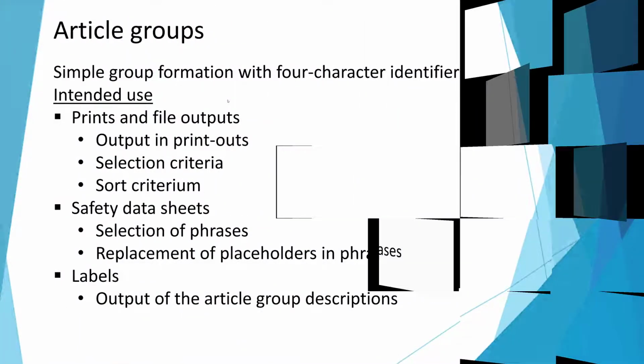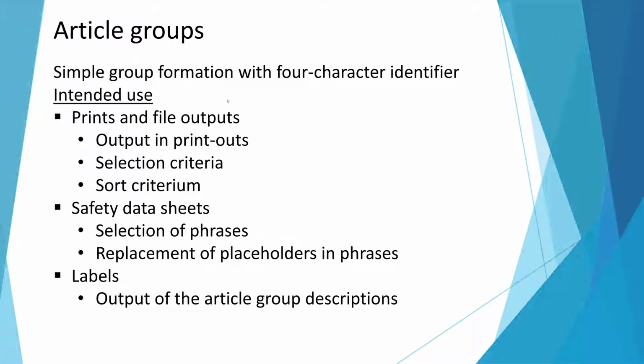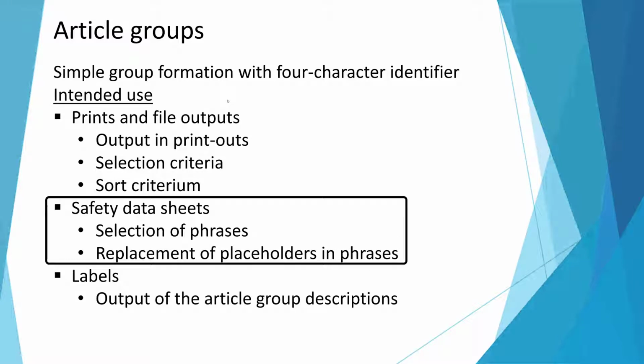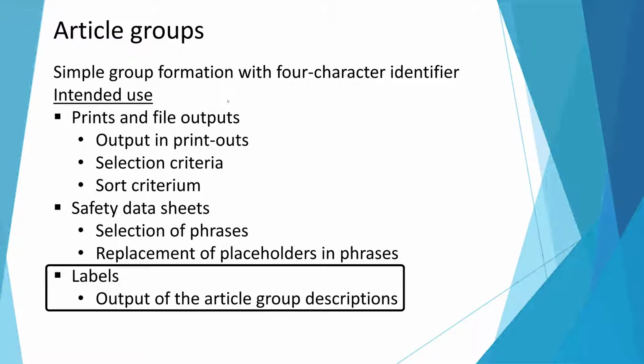Article groups are simple groups for the allocation to substances, which can then be used in various output programs for selection and partly also for sorting. In the SDS, phrases can be filled in and marked, and the selection of the phrases can be controlled with them. In addition, the article group descriptions can be output language specifically on the labels.